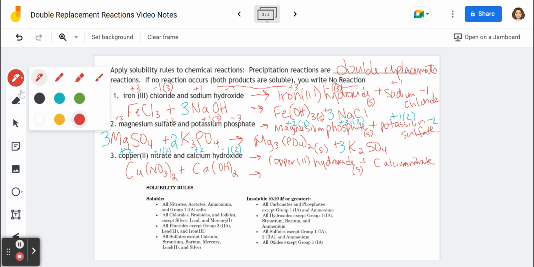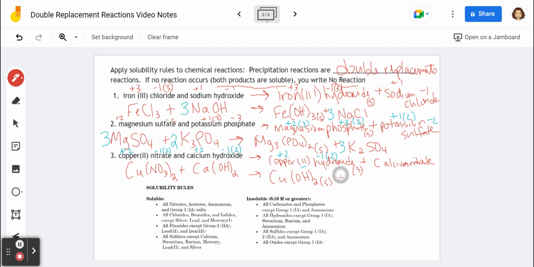All right, so now our products. Copper 2, again, that's a +2 because of the 2. Hydroxide we said was -1. To make those add to 0, we'd have to multiply here by 2. So we get 1 Cu and 2 hydroxides. And since that's my solid, I'm going to write an S next to it.